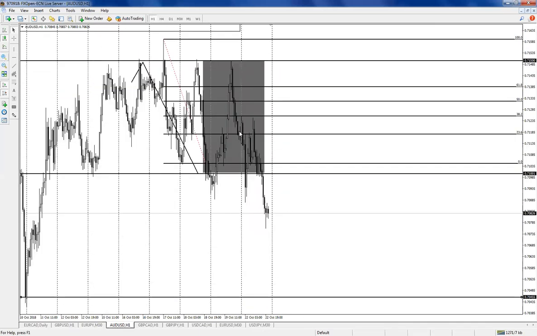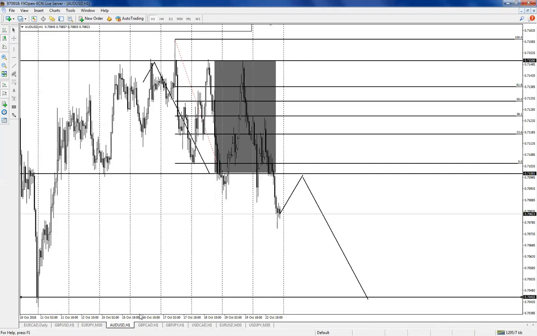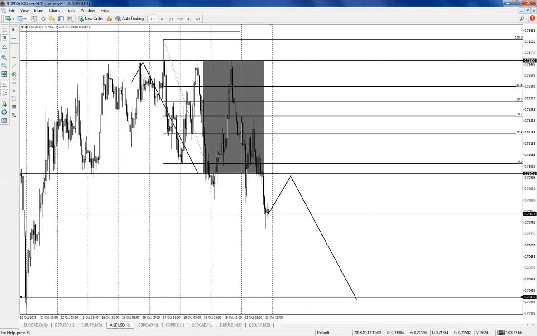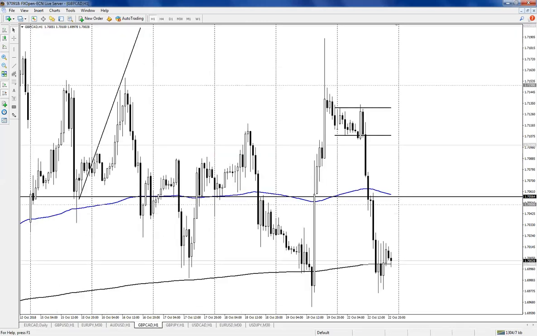Definitely need to wait for a pullback though, into probably about 71 even. The market could pull back in quite nicely there, tag one of the EMAs as well, and then extend the move lower. That would be the ideal situation for me. Otherwise, as it is, I wouldn't be chasing that market at all.